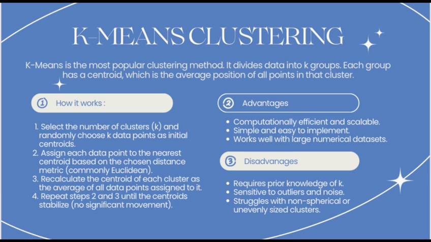The advantages of K-means clustering are that it is computationally efficient and scalable. It's simple and easy to implement, and it works well with large numeric datasets. And there are also disadvantages in K-means clustering. It requires prior knowledge of the K value. It is sensitive to outliers and noise. It also struggles with non-spherical or uneven-sized clusters.